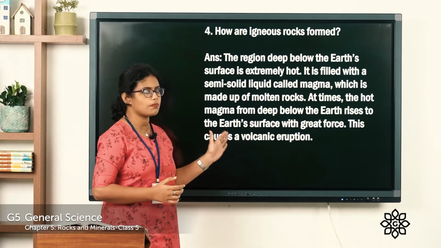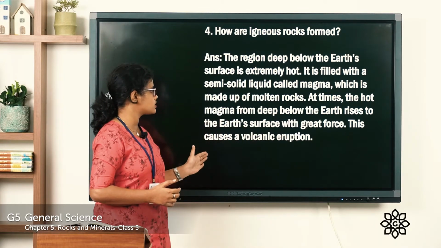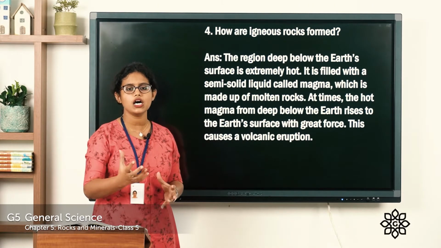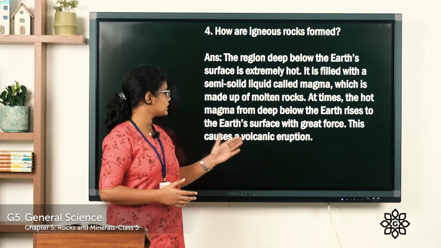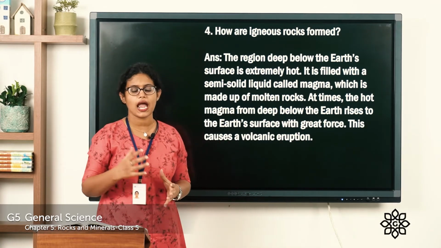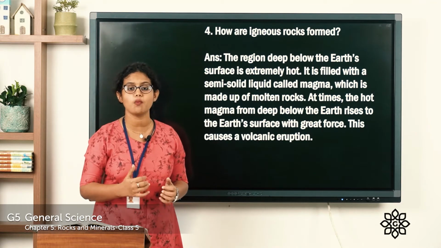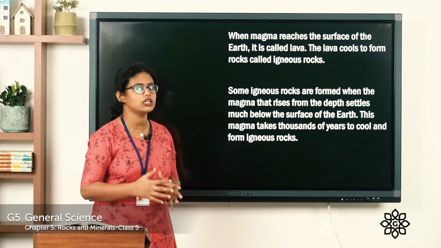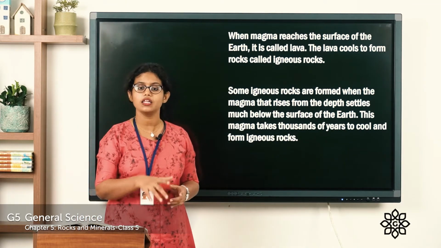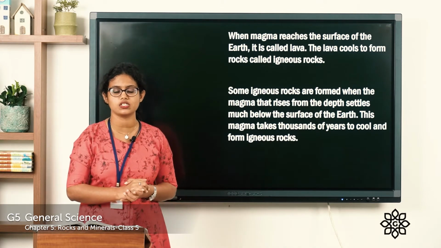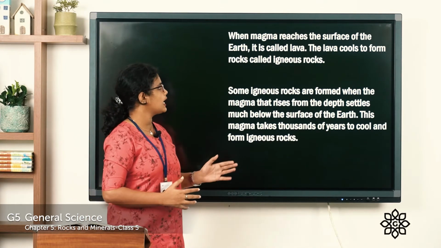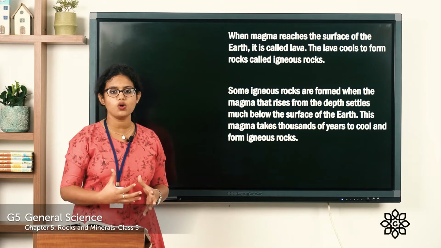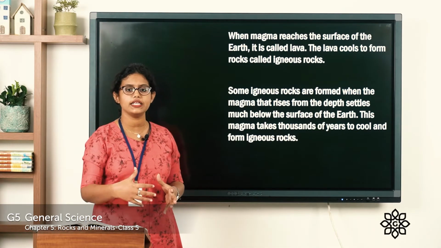At times, the hot magma from deep below the earth rises to the earth's surface with great force, and this magma comes out with greater pressure, causing a volcanic eruption. When magma reaches the surface of the earth, it is called lava. The lava cools to form rocks called igneous rocks.